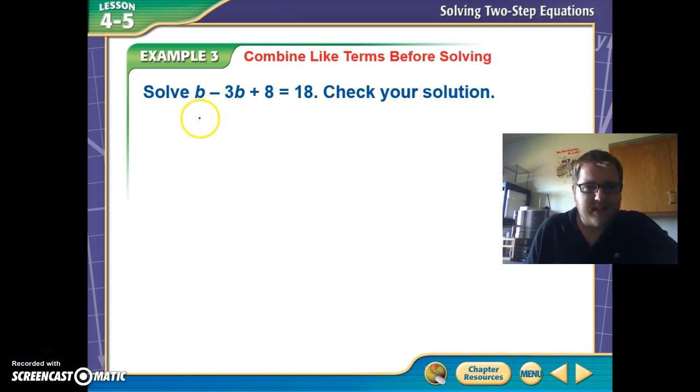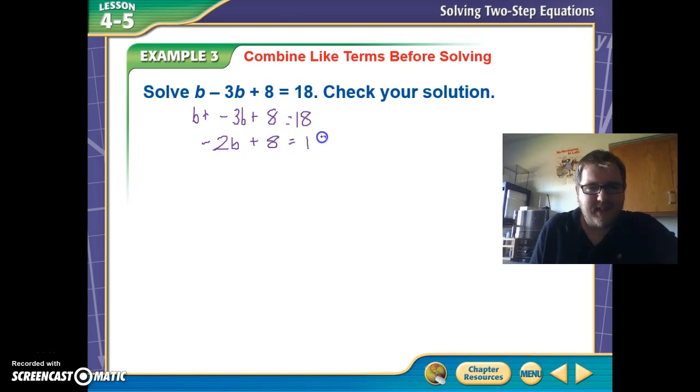For this one, we've got b, and now we're going to combine like terms before solving. So we've got b, negative 3b, 8, and of course 18. b minus 3b, or b plus negative 3b, gives me negative 2b. I'm taking 1 and taking away 3, plus 8 equals 18.